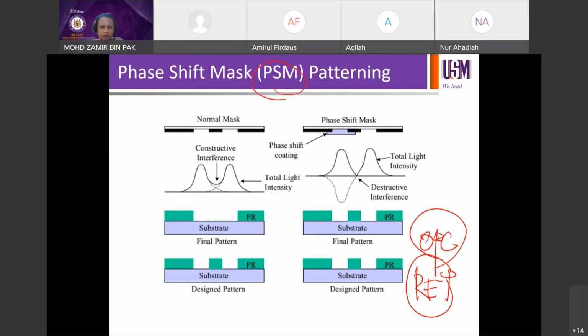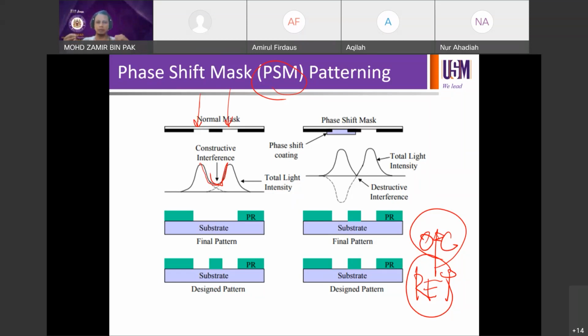Okay, for example, if you use a normal mask on the left, if your features are very closely separated, meaning too close, as we discussed, we cannot resolve the pattern because it's too close. The pitch is too small. So in this case, if the distance between the chrome and the glass is too small, then at some point, if it's too close, you have constructive interference in between. So that means when we expose, the features cannot be resolved by the light because they are too close.